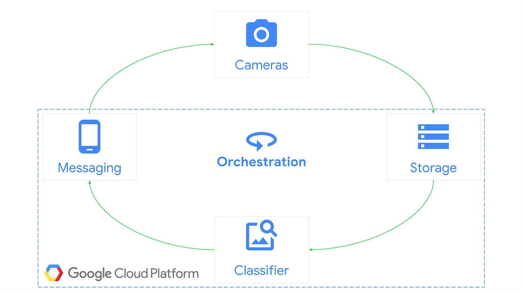So the bottom 4 components are the ones that we can do inside of Google Cloud. So you can imagine you've got cameras deployed at the store, right? Those need to actually push those images up to storage. The classifier will pick up those images, classify them, figure out what's in them, and then based on what they see, they'll send a message out to the team member. So all that we can do, and that orchestration component that runs it all can run inside of GCP today.